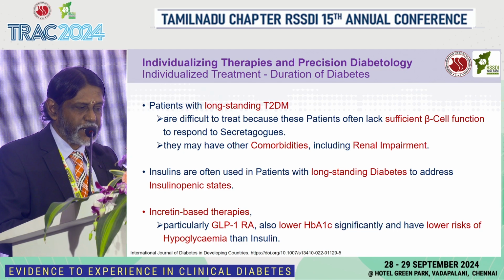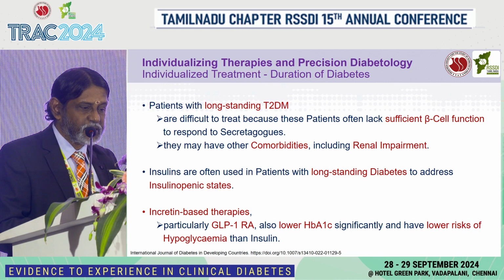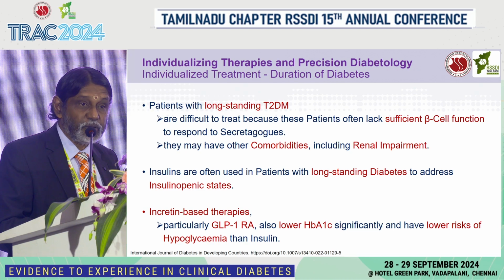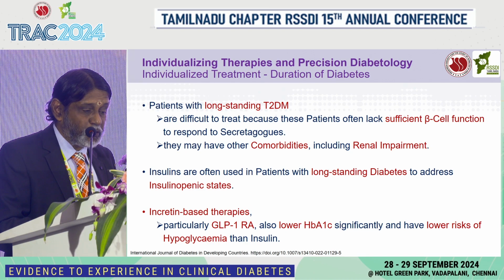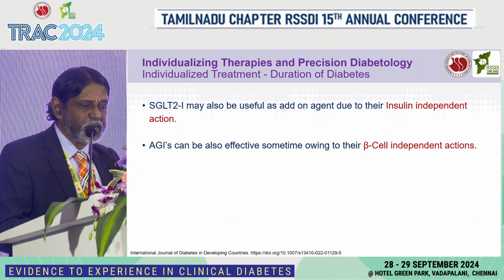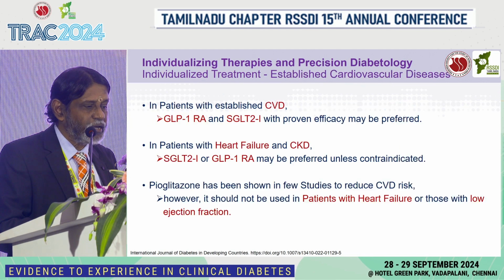So patients with long-standing diabetes are difficult to treat because these patients often lack sufficient beta cell function to respond to secretagogues. They may have other comorbidities, including renal impairment. So insulins are often used in patients with long-standing diabetes, and we have the incretin-based therapies, particularly GLP-1 receptor analogs. They reduce the A1C significantly and have low rates of hypoglycemia. And SGLT2 inhibitors may also be useful as an add-on. And alpha glucosidase inhibitors can also be effective sometimes owing to their beta cell independent actions.